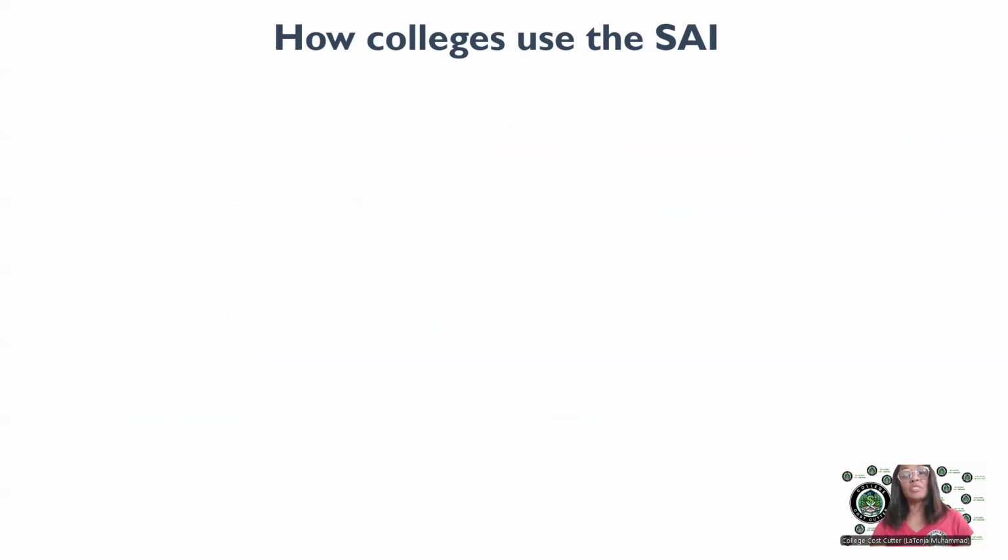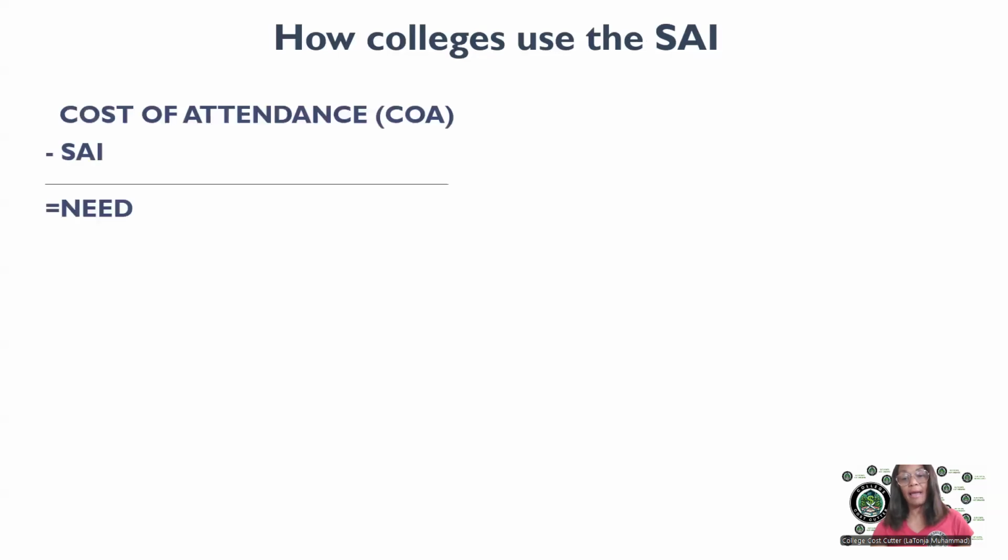So how do the colleges use the SAI? Well, the parents will receive a student aid report, and the colleges will also get sent the SAI. So whatever colleges a student lists on the FAFSA, whether they've applied yet or not, those colleges will also receive that student's SAI. Then the college will apply a very simple formula. Their cost of attendance minus the SAI will equal the need that they will then look at to determine how much of it they will meet.